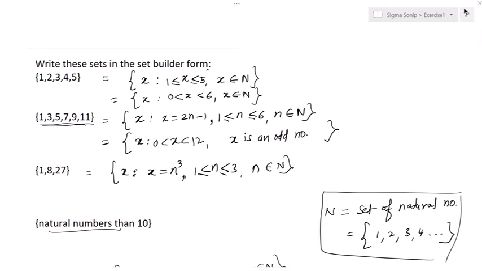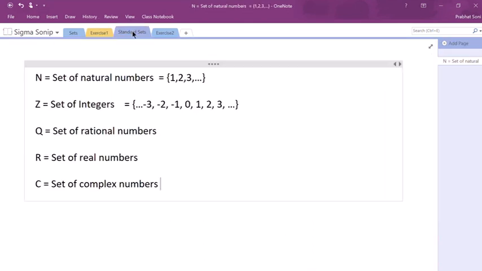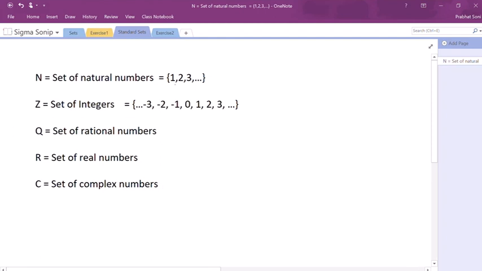Let's move on to the next thing, which is standard sets. That's what I was talking about. So these are the standard sets that we have. N is the set of natural numbers, and these sets are really popular in maths. This is the set of integers, so we know what it is.